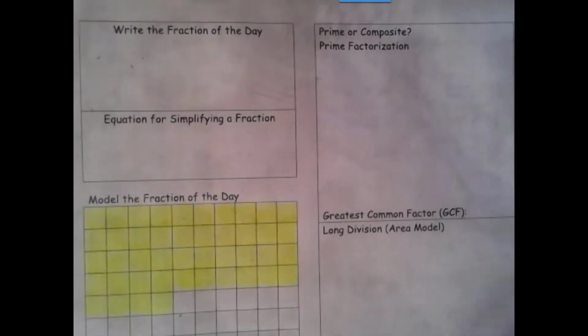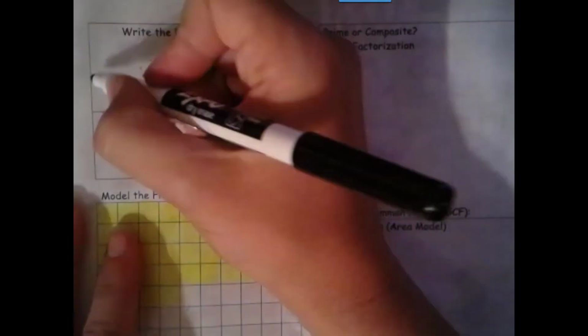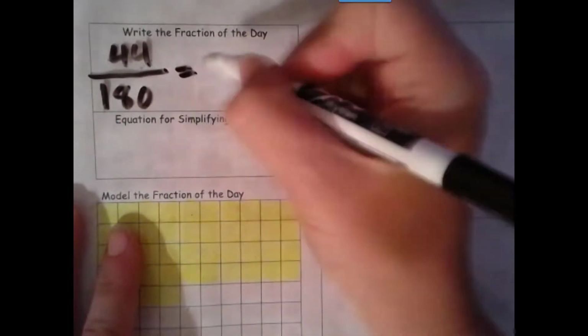Let's get down our beginning fraction. A total of 180 days. We are on day 44.